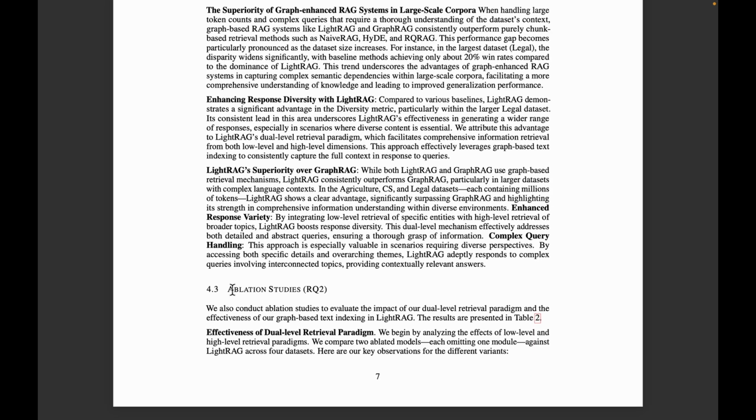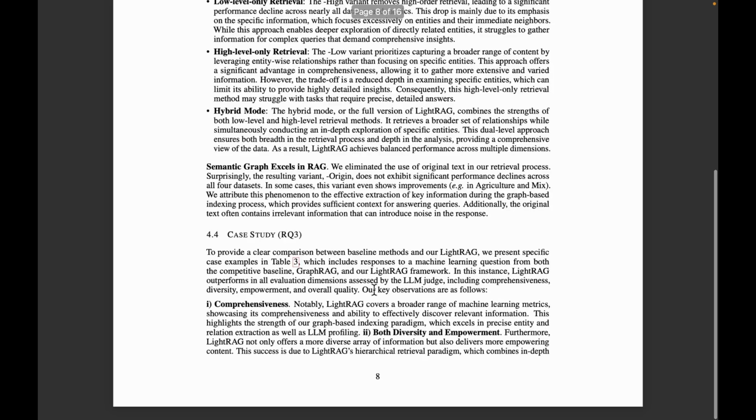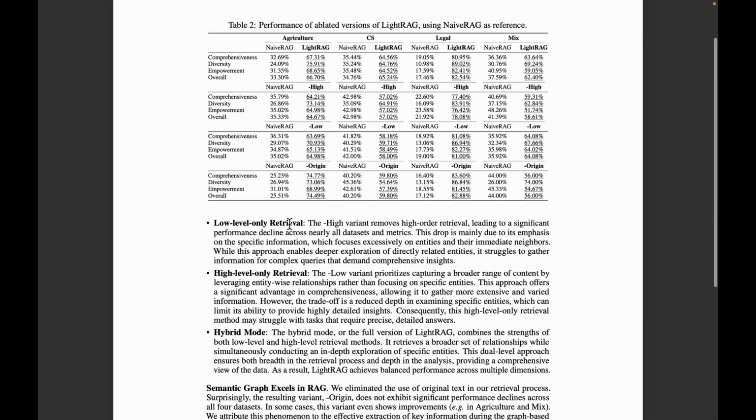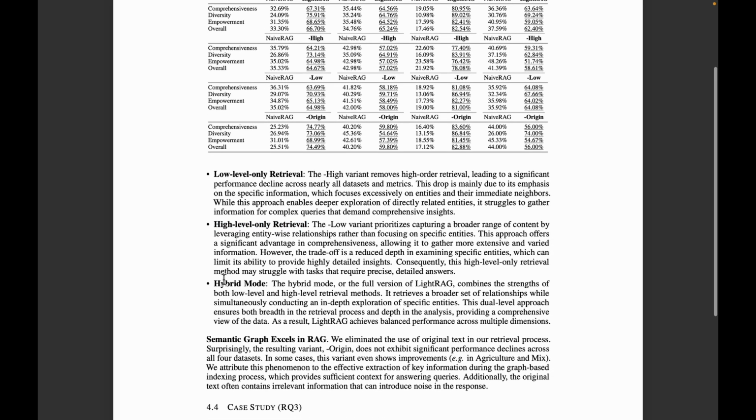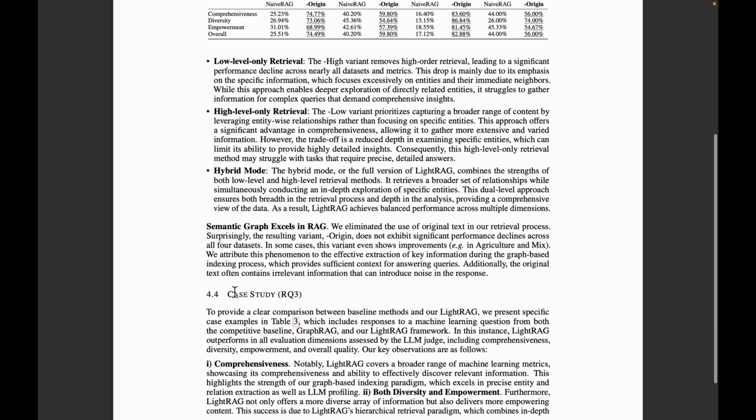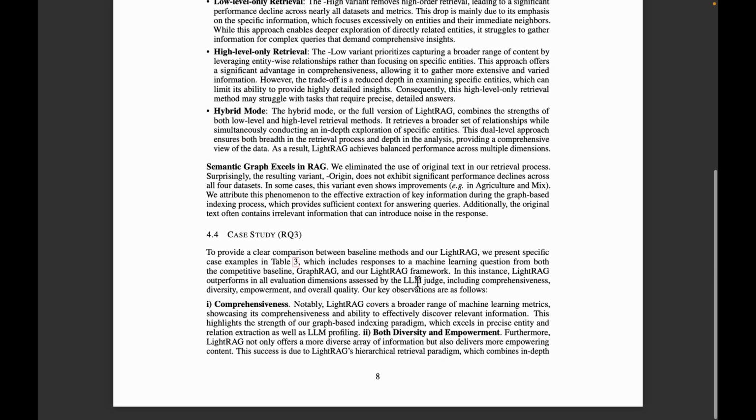With that evaluation, they just wrap up with a few ablation studies. For example, they find out how it works when you just have low-level only retrieval, or if you just have high-level retrieval, what happens. And then they talk about hybrid mode, which is the full version of LightRAG, combining the strengths of both low-level and high-level retrieval methods. They also show some case studies, which provide a clear comparison of the baseline methods with that of LightRAG.